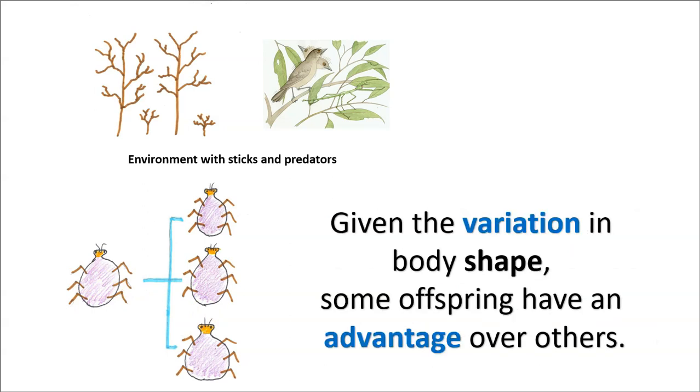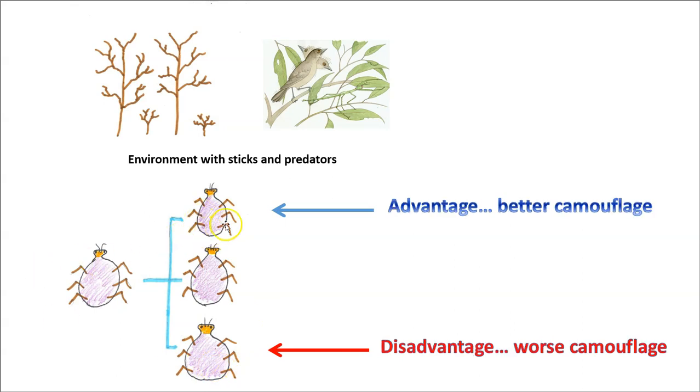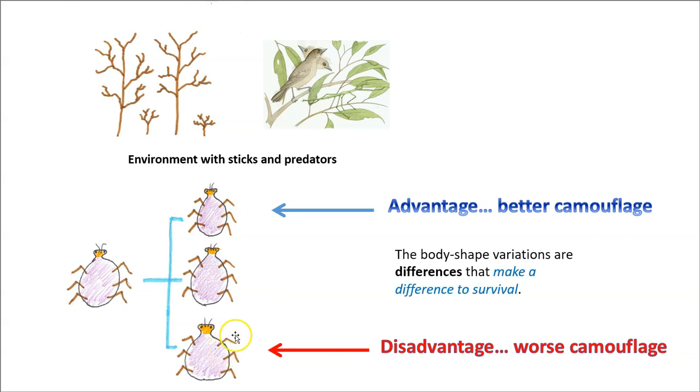Now, given the variation of body shape, some offspring have an advantage over others. And indeed, in an environment with sticks, the thinner-bodied individual looks a little bit more like a stick compared to the other down here. So we would say that this individual up top here has an advantage, a survival advantage, better camouflage. The disadvantage goes to this one, worse camouflage.